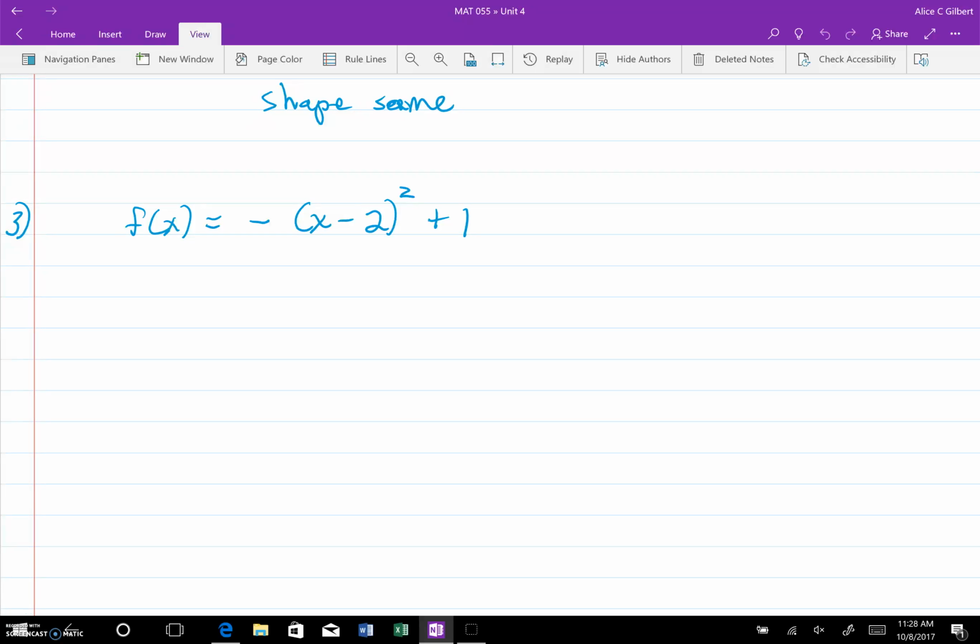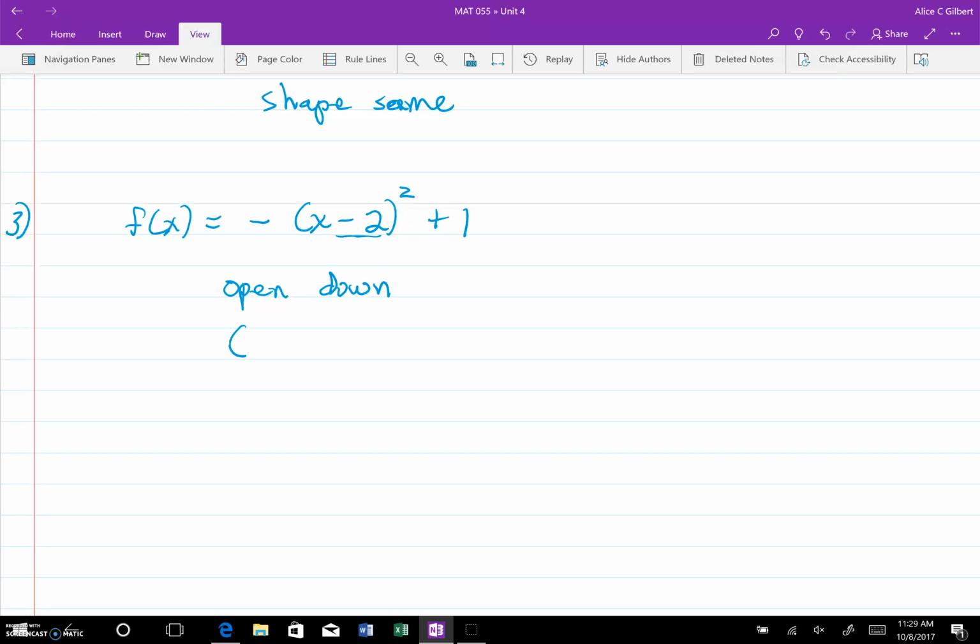All right, continuing with example number 3. So the first thing I need to figure out is, is this opening up or down? Well, it's got a negative in front, so it is going to open downwards. Okay? Then the next thing I need to figure out is my vertex.